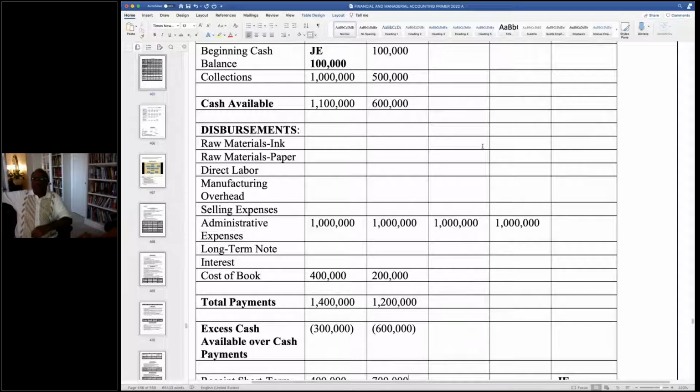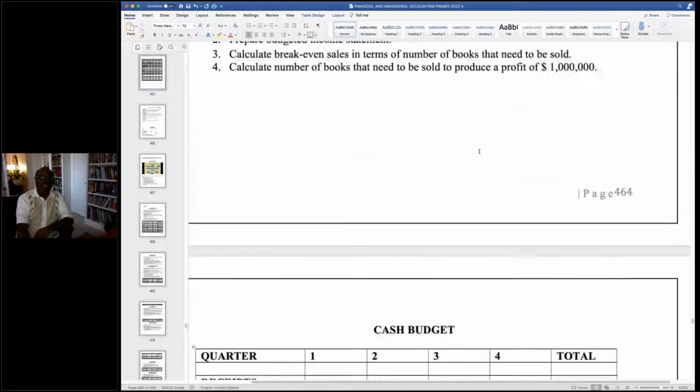Professor Boyd, can you scroll back up so I can take a picture? I take a picture. Take your picture.